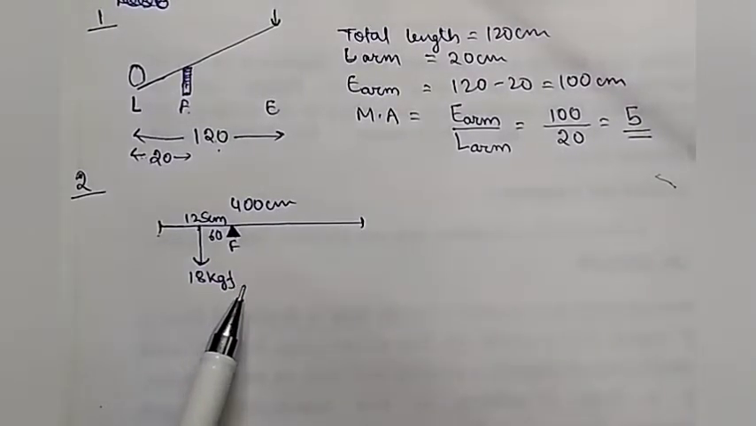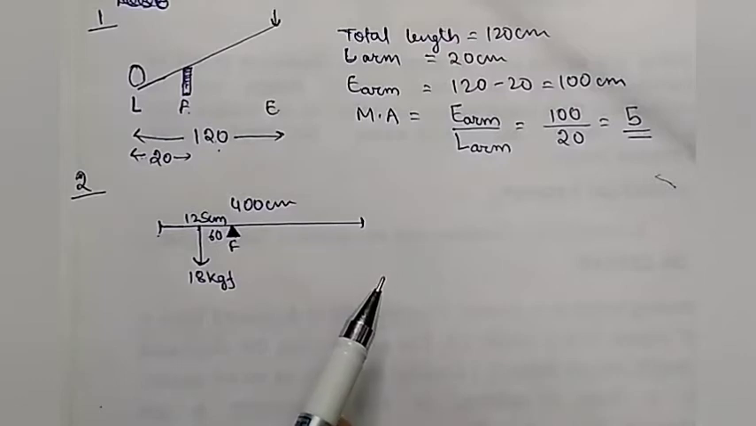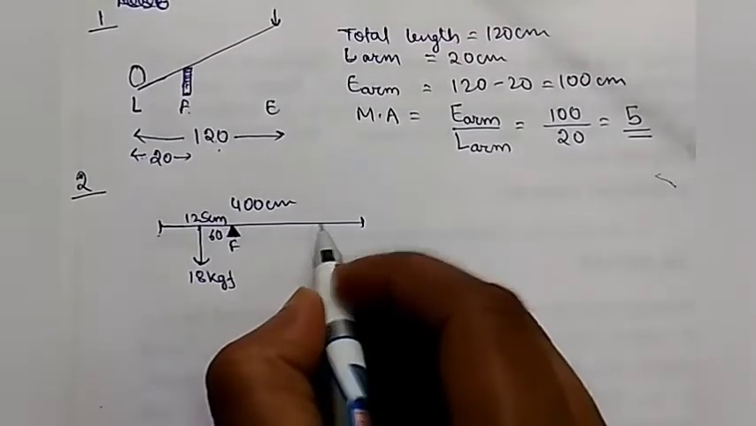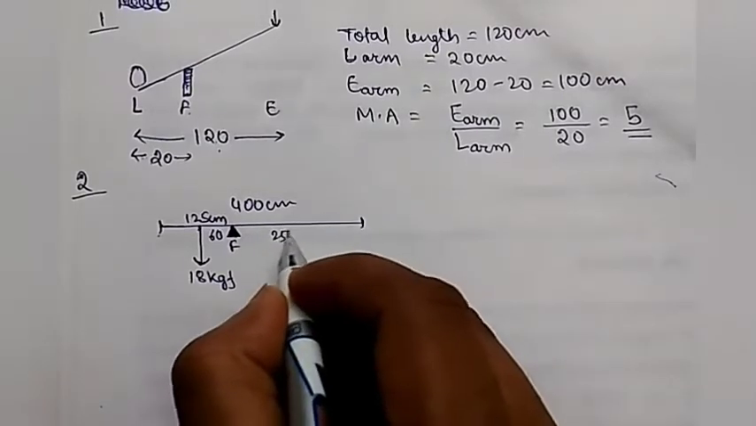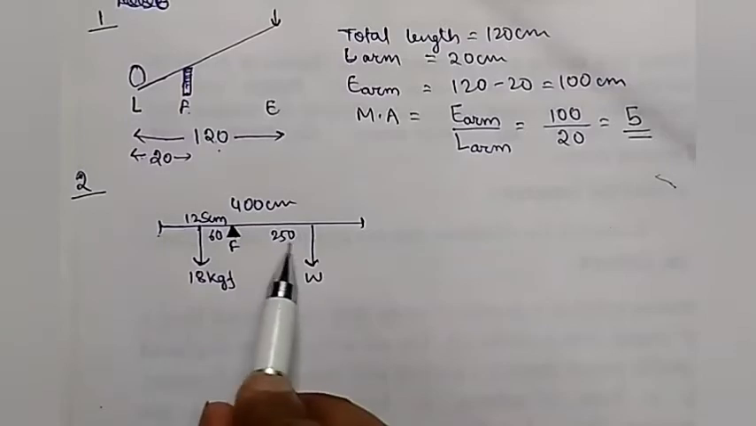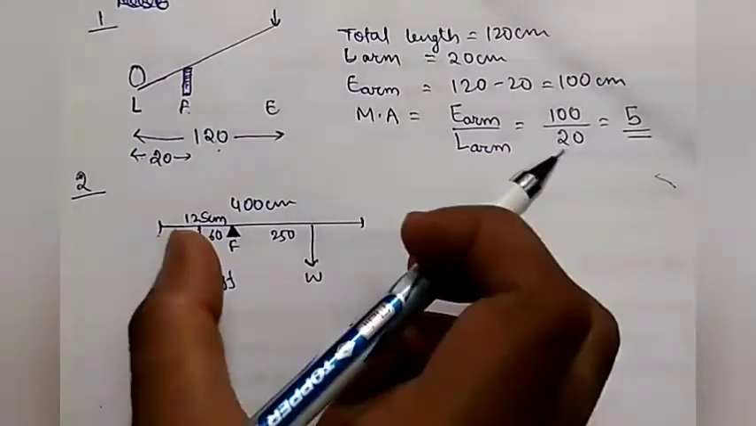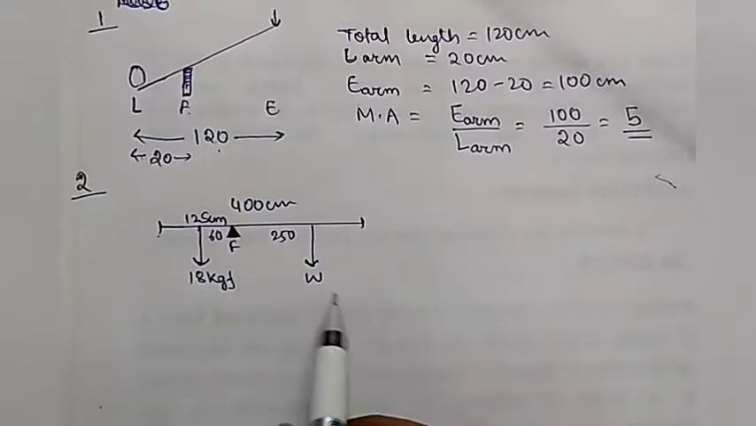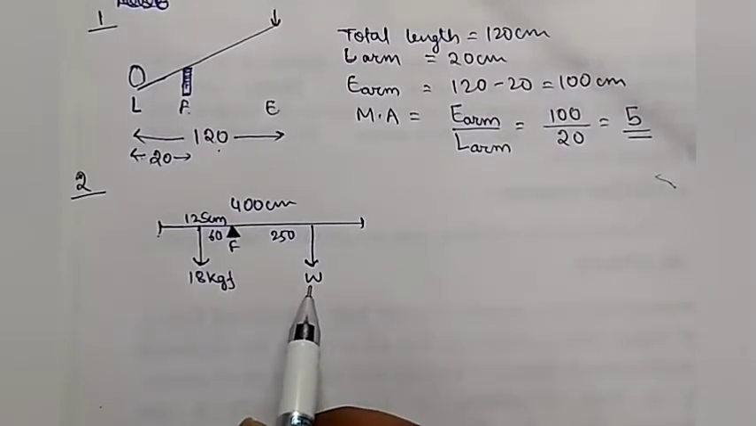So the first question is, a weight W is placed 250 centimeter from the support on the longer arm. Find W. A weight W is put at a distance of 250 centimeter on the longer arm from the fulcrum. A weight is placed at 250 centimeter distance from the fulcrum. We have to find this weight.